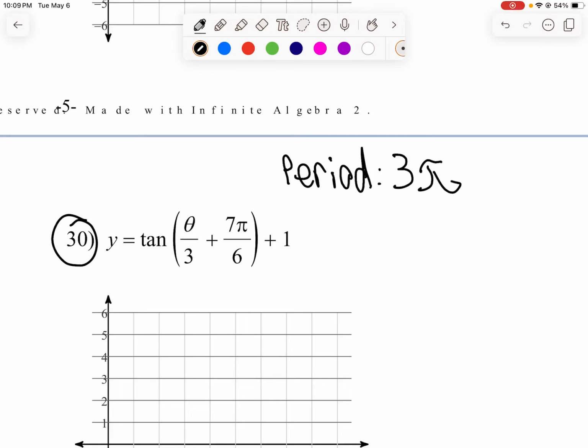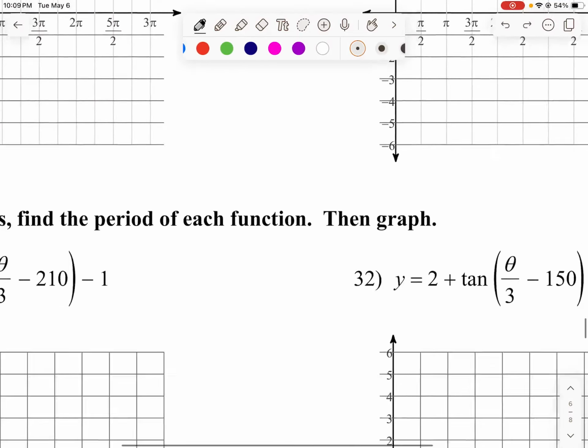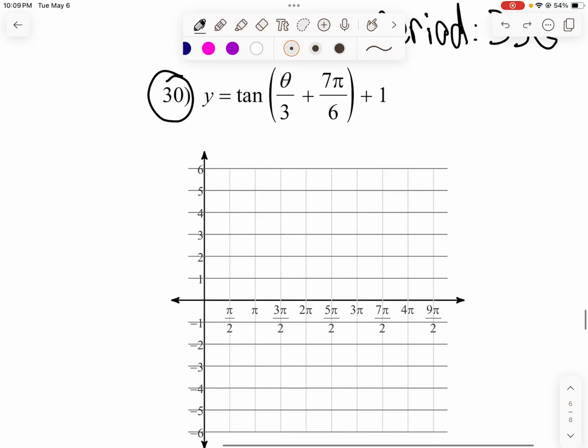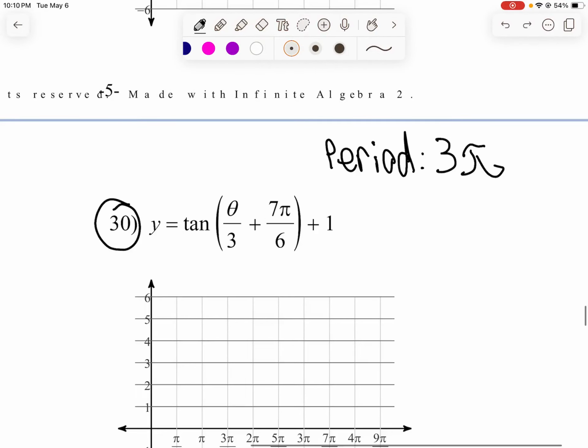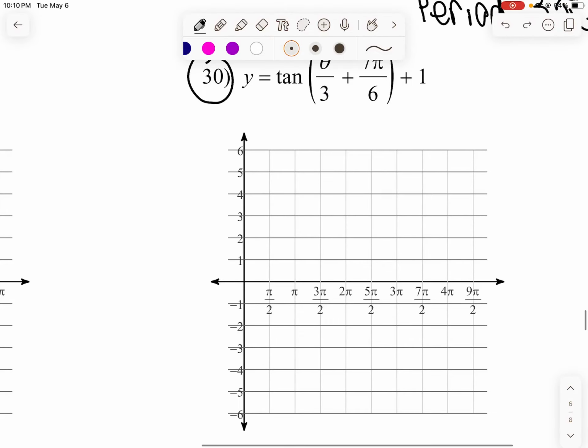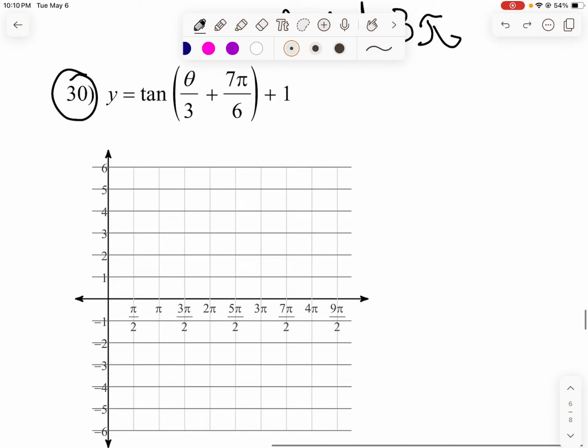Then we need to add this 7 pi over 6. That's not good. This is thick. Finally, we need to shift the graph up by 1. So what is this going to look like? So do we have pi over 4? Anything in terms of pi over 4? No, we don't. That's okay.